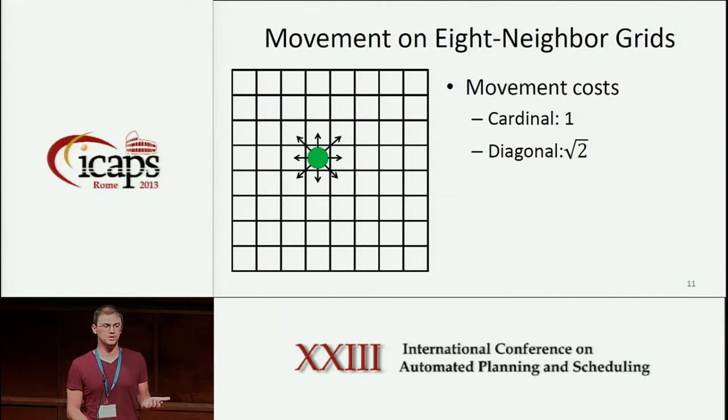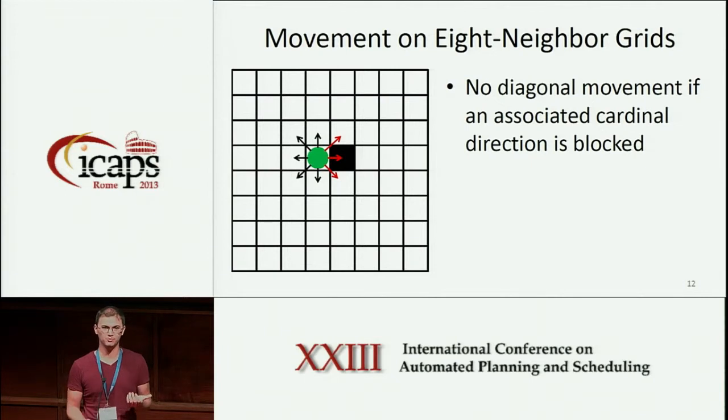So we are in 8-neighbor grids. We can move in 8 different directions. Cardinal directions cost 1, diagonal directions cost square root of 2, and obstacles block movement. There's one special rule: we can't move diagonally if one of its associated cardinal directions is blocked. So in here, this single obstacle blocks 3 movements of the agent.